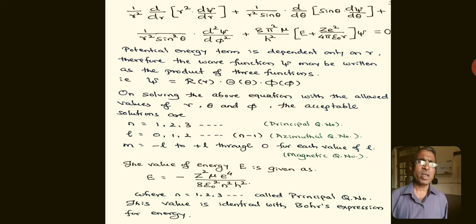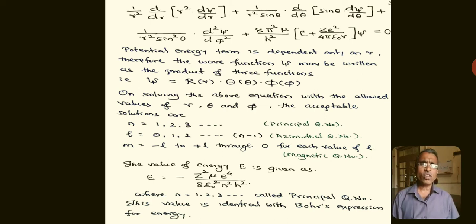n refers to the principal quantum number, L refers to the azimuthal quantum number and m refers to the magnetic quantum number. And how these numbers have come, it has come from the above equation. Students, I am just telling you how the quantum number values arise from the wave mechanical model of an atom.